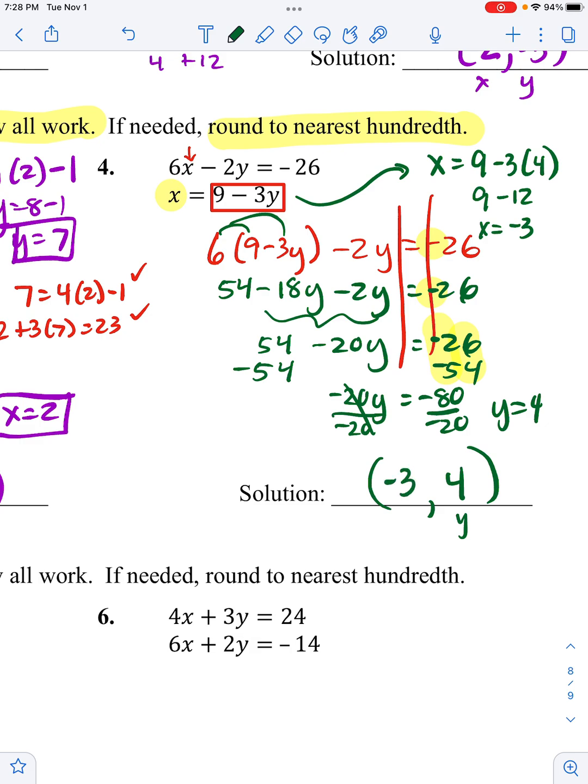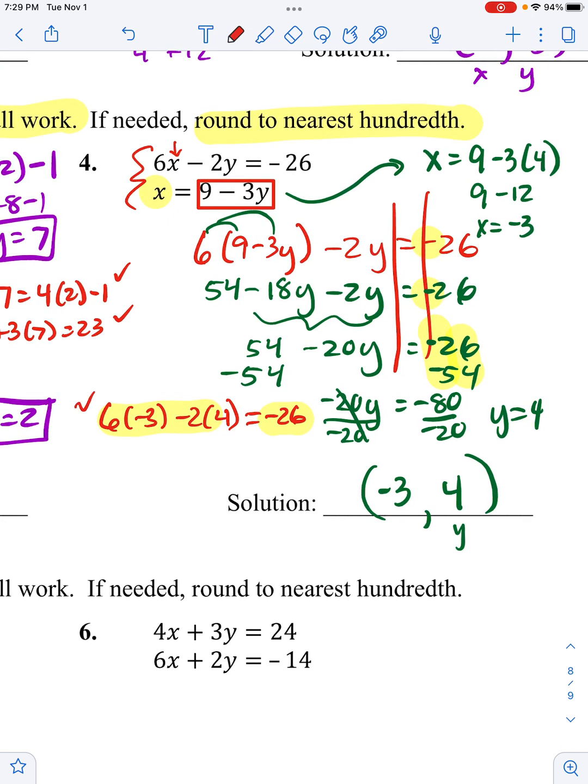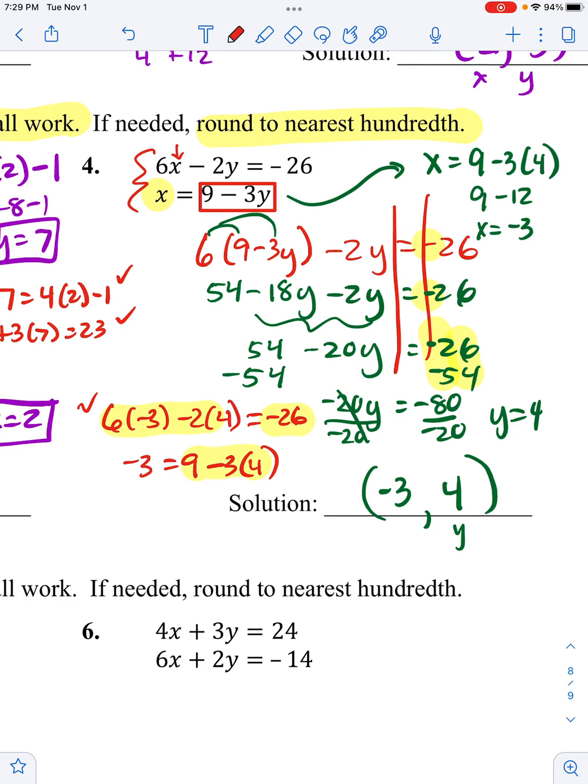And I don't have a ton of room, but I can go ahead and check my answers. I go back to the top equations, these guys right here. 6 times my x minus 2 times my y, and check to see if it's 26. Put this whole thing into your calculator, and it's going to be negative 26, so that one works out. Bottom row, my x has to equal 9 minus 3 times my y. Put this into your calculator and it'll kick out a negative 3, so you know that that works as well.